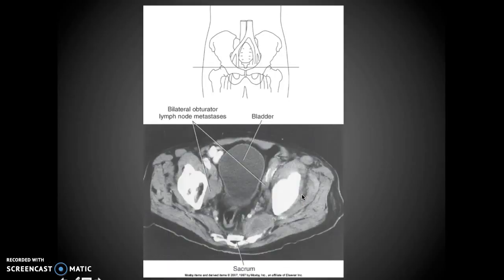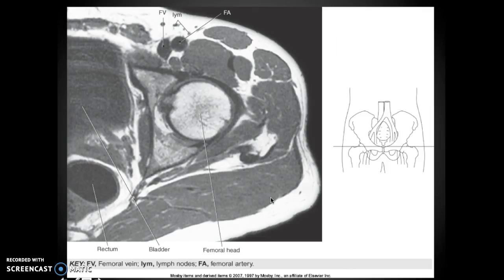So here you can see bilateral obturator lymph node metastases. So big, huge lymph nodes in here. That's just not good. So review, you have your femoral vein and your femoral artery with your lymph nodes.